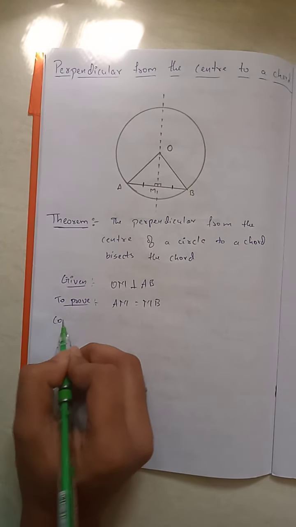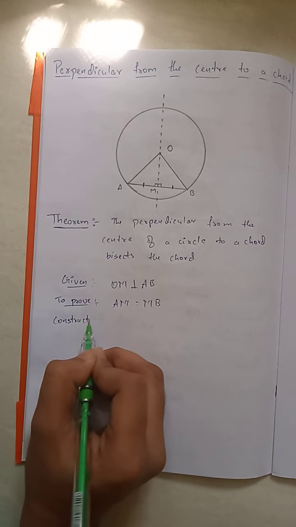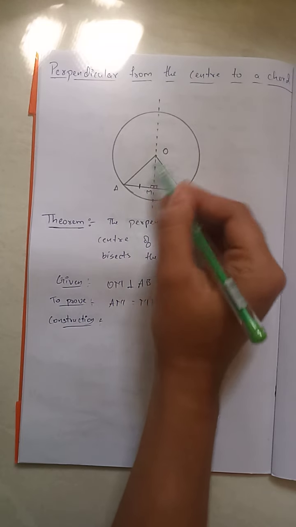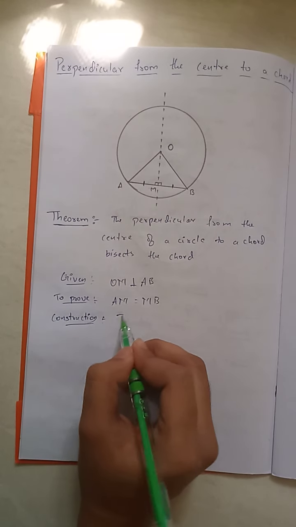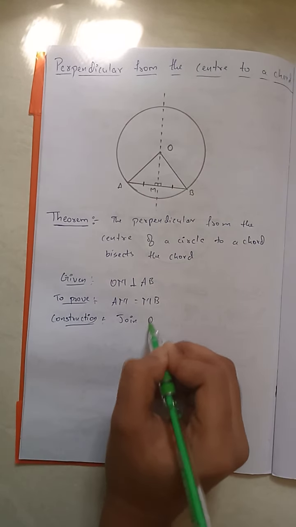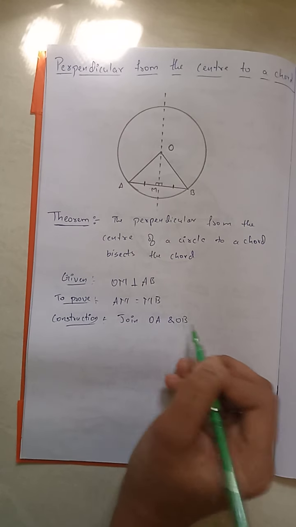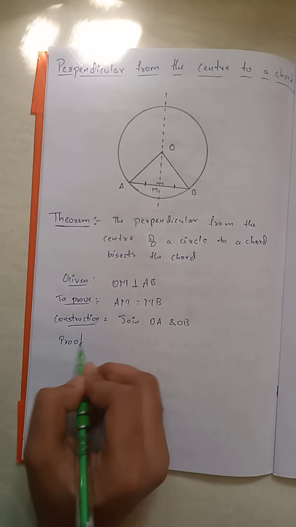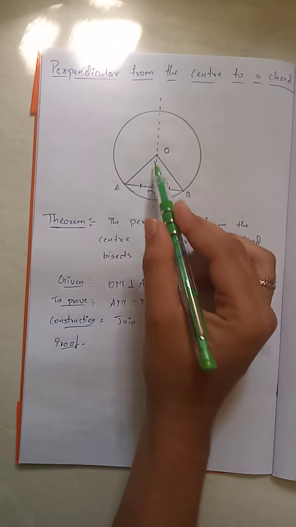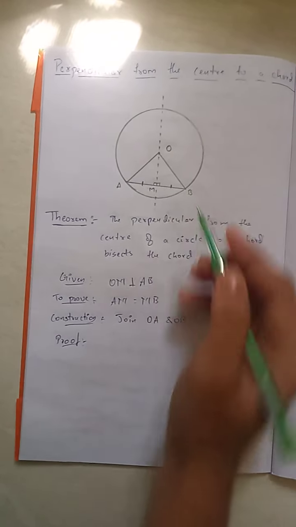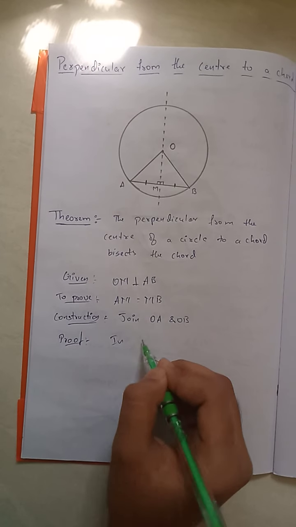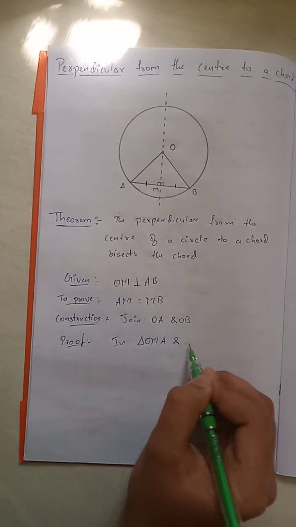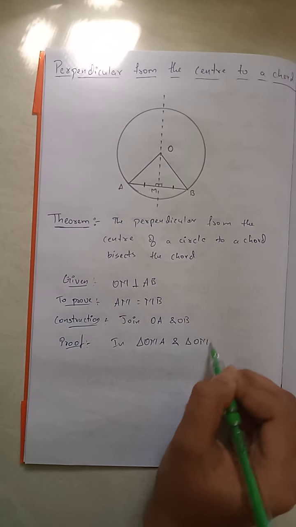So we need to do some construction to prove this. We need to join OA and OB. So we will start the proof. We should compare these two triangles, triangle OMA and triangle OMB.